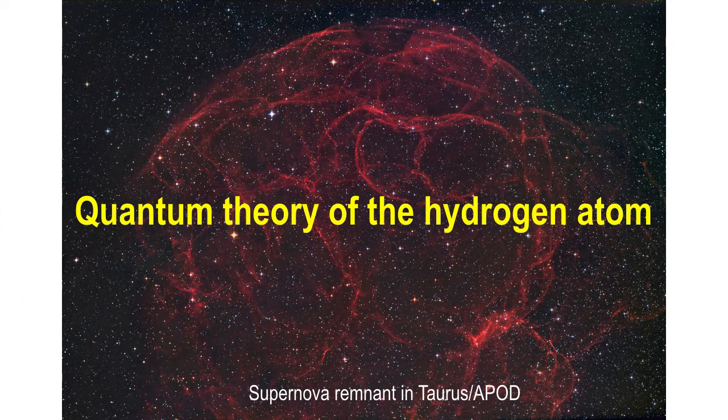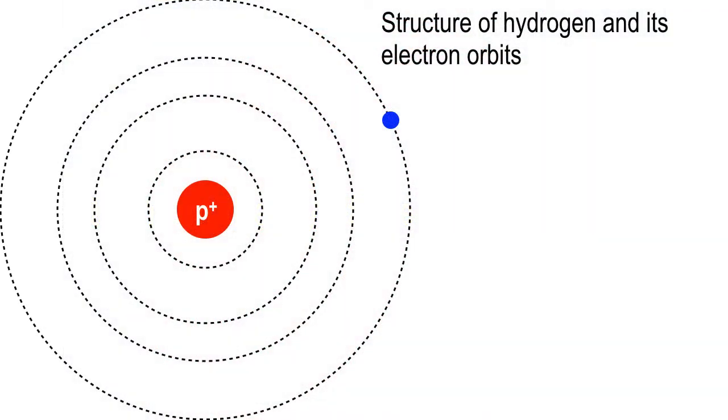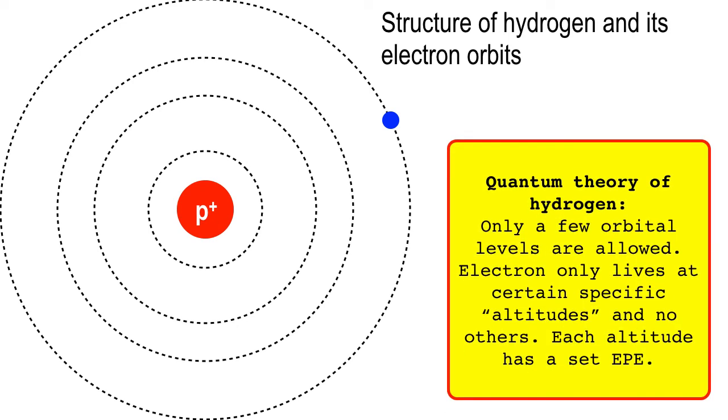Anyway, so let's look at hydrogen. Here's a simplified view of hydrogen. Now, I mentioned that the different colors, H alpha, H beta, and so on, reveal to us the energy levels of the hydrogen atom. And we're basically talking about EPE. So the theory is that because there's only a few colors, only a few orbits are allowed, all right? The electron only lives at certain altitudes, certain orbits, and no others. And that's why we don't have a rainbow. We only have a discrete spectrum.